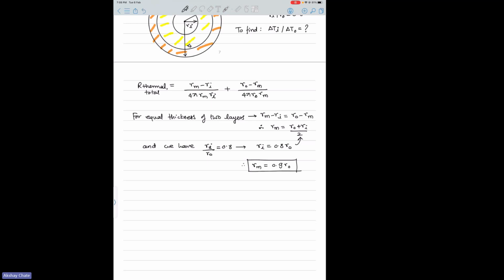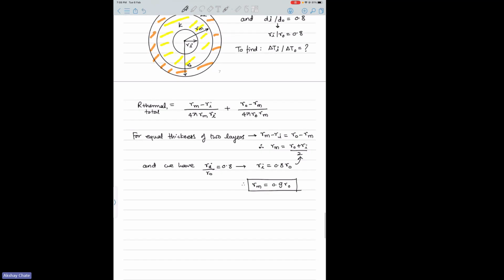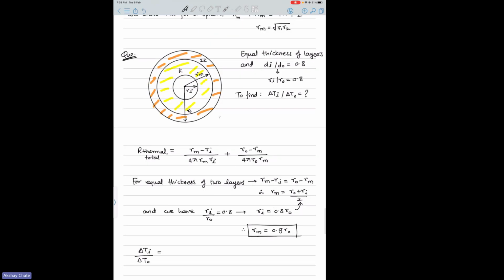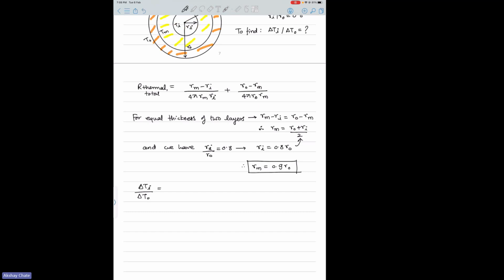Now what are they asking? They are asking delta Ti divided by delta To: the temperature drop across the first layer divided by the temperature drop across the second layer. Let's say this is your Ti, this is your Tm, this is your To, and heat is flowing from here to here. So delta Ti will be Ti minus Tm, and Tm minus To will be your delta To. This is what is asked.